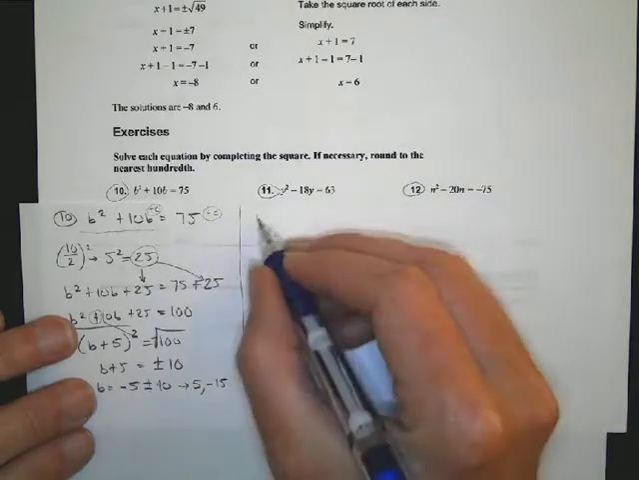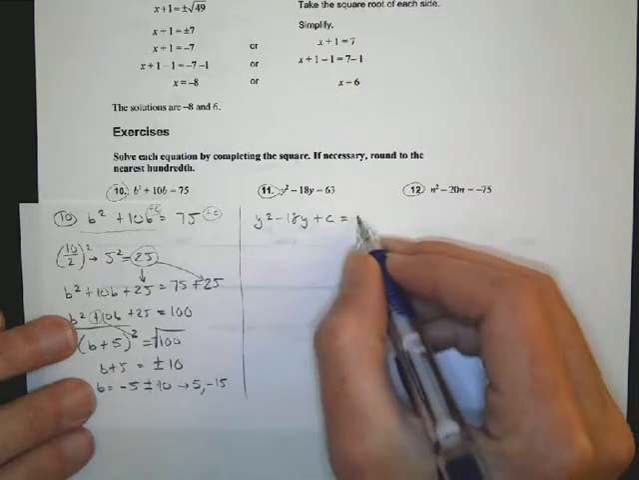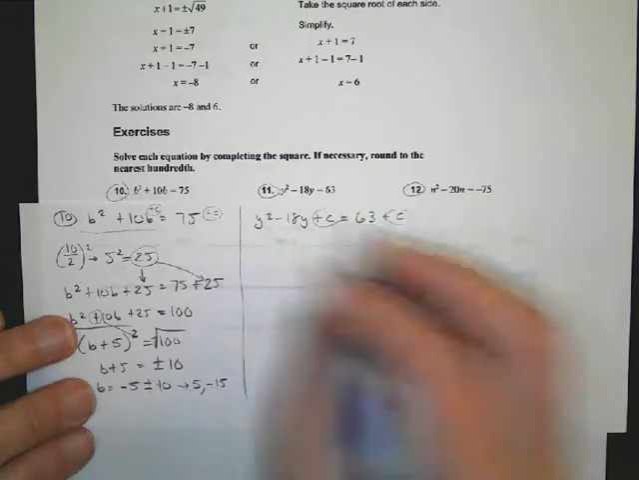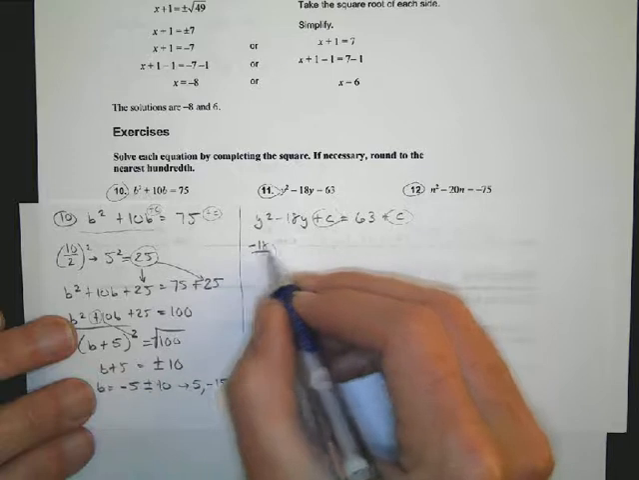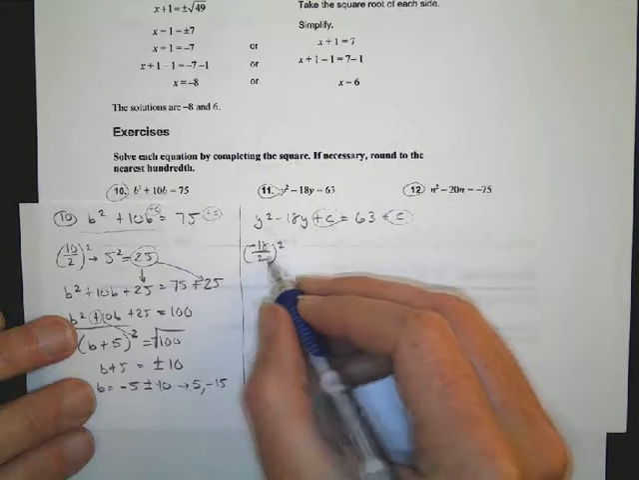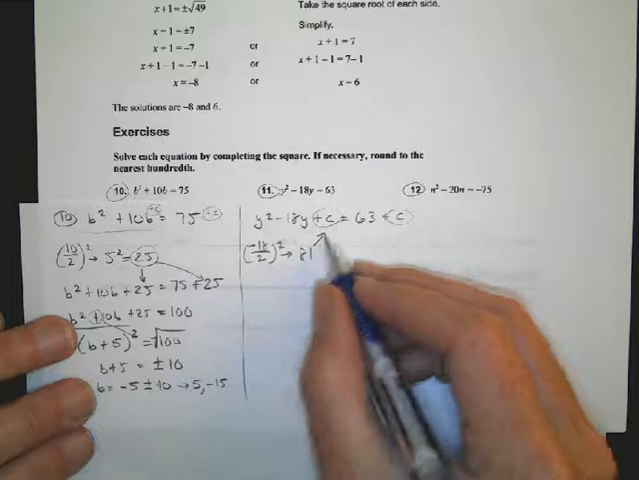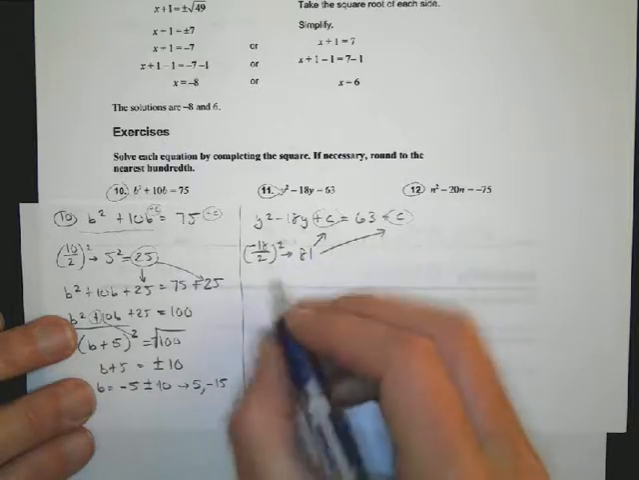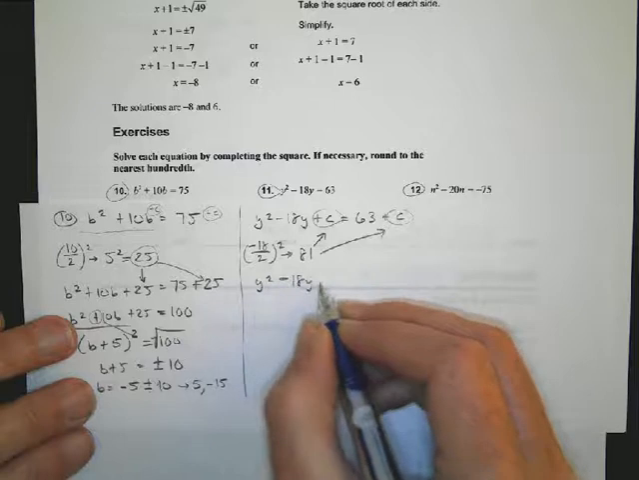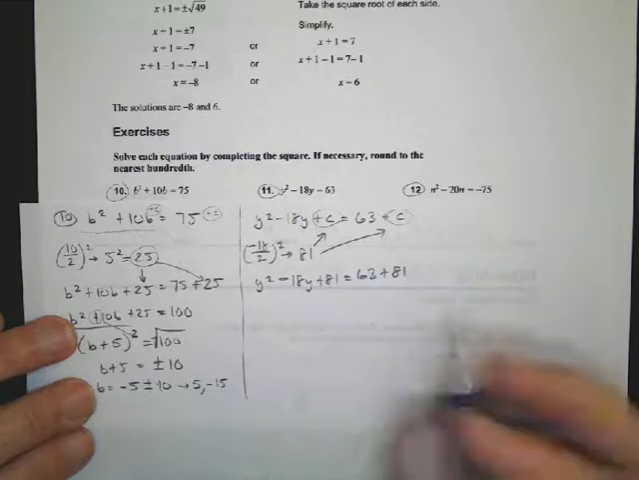Same idea. We have y squared minus 18y, and we're trying to complete the square by finding out what c is going to be. That's our goal first of all. So I take negative 18 over 2, squared. Negative 18 over 2 is negative 9. Negative 9 squared is equal to 81. That becomes my c value. So now I'm going to rewrite this as y squared minus 18y plus 81 equals 63 plus 81.